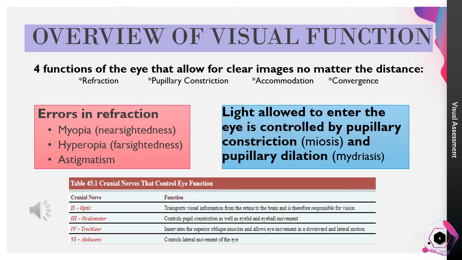Accommodation is the eye's ability to maintain clear vision of an image when the object moves position. Convergence is a simultaneous movement of both eyes towards the center to visualize an object of close range. The second, third, fourth, and sixth cranial nerves control eye function, and you can see their individual functions on this table that's on the slide.